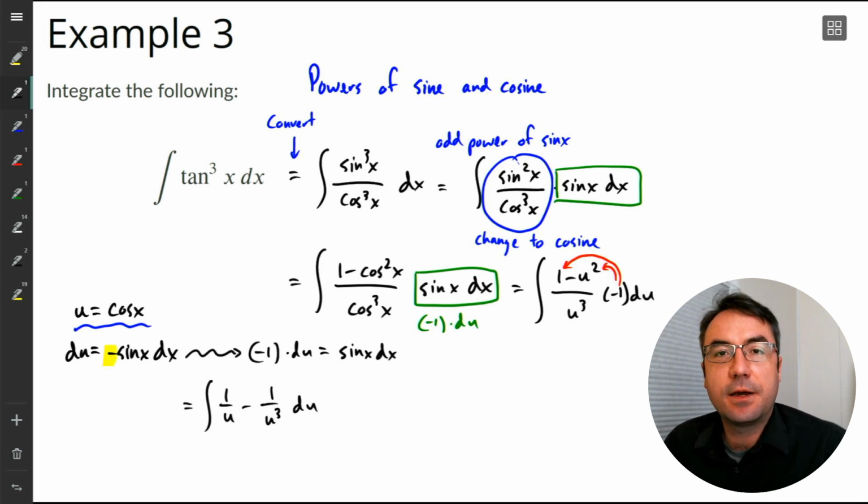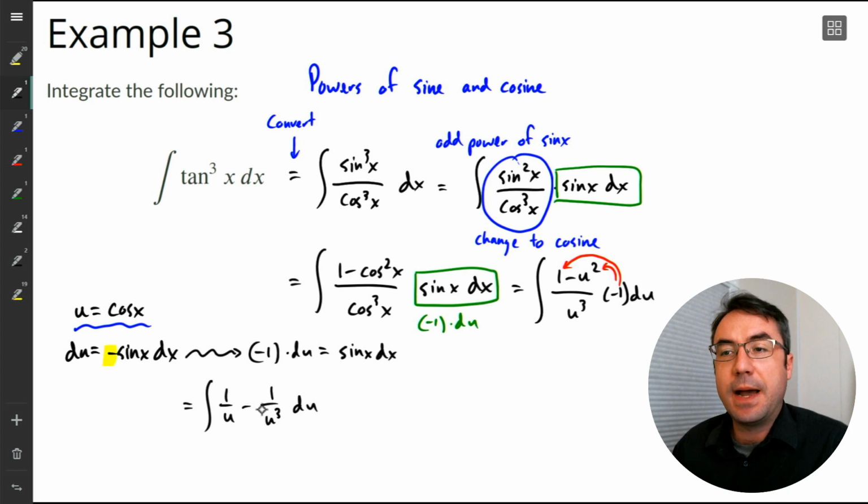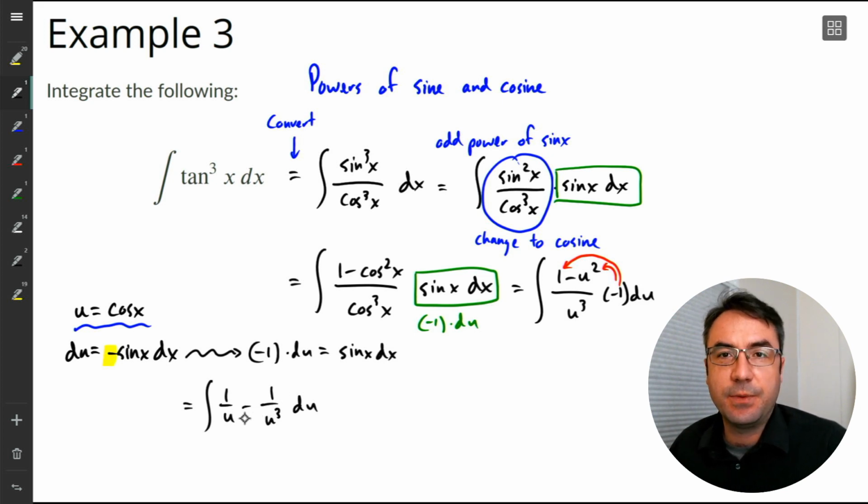So just combining a few algebraic steps there, simplifying this down, we end up with 1 over u minus 1 over u cubed. We wanted to get these really as two separate pieces because now these are just elementary form integrals that we can just do.